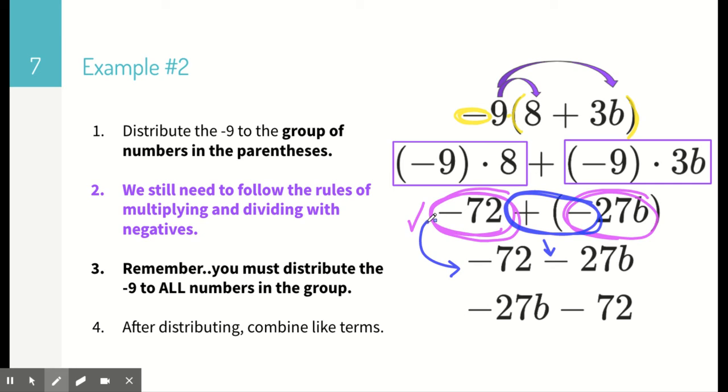But remember, we could go back and forth. We could also change this subtraction problem back into an addition of the opposite. And last but not least, the reason I rewrote it down here at the bottom, what we talked about in class, is that it is math etiquette, or just good manners in math, to write the variable before the constant. So all I did was take negative 27b and write it first, and then I put minus 72.